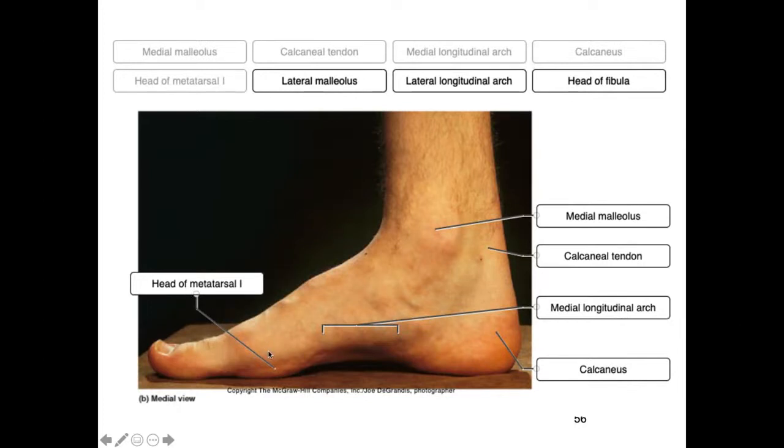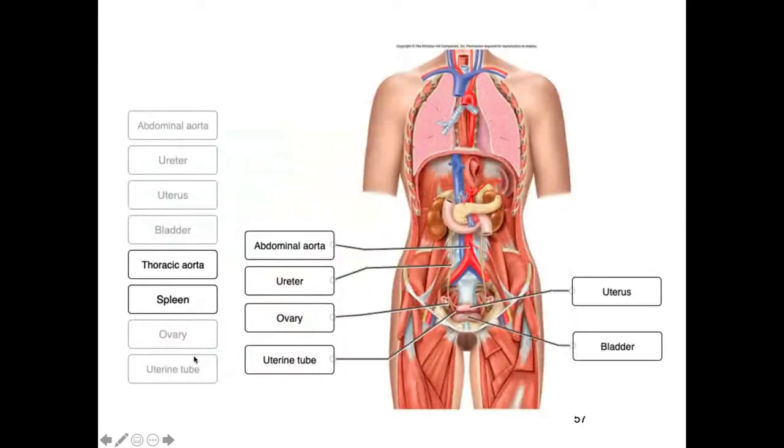And here's the head of the metatarsal. In the hand, you had metacarpals. In the foot, you have metatarsals. So here are metatarsals. In the toes, you have phalanges. In the atlas, I think this is found in Atlas B. I think Atlas B is found after chapter 10. It's one of those atlases that you need to be familiar with.